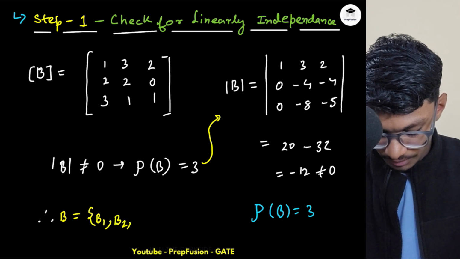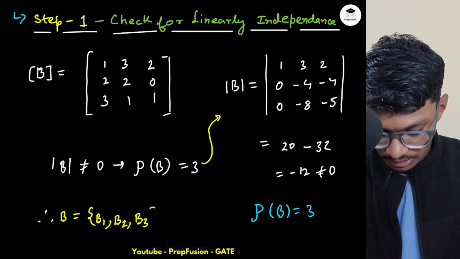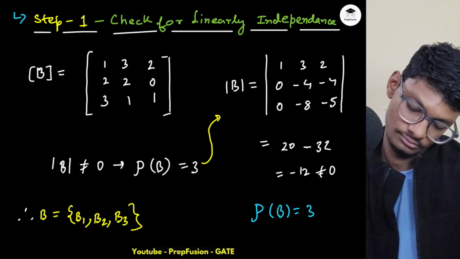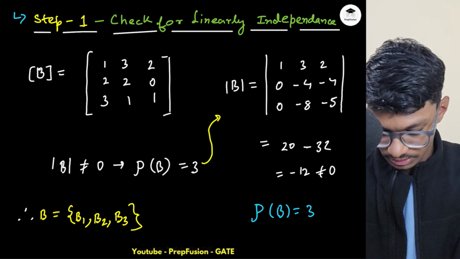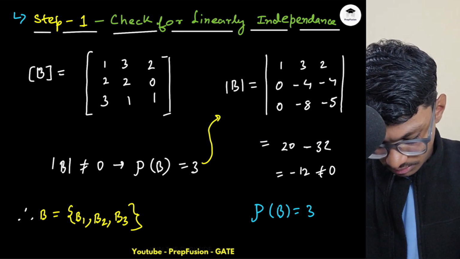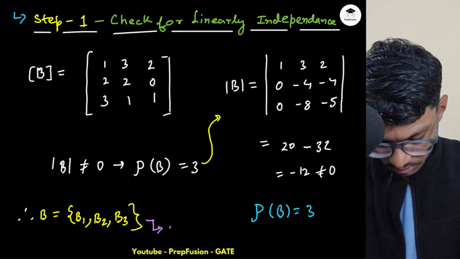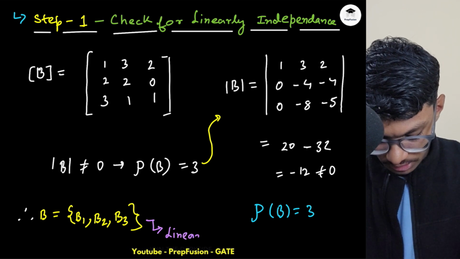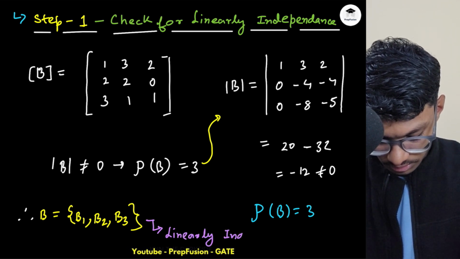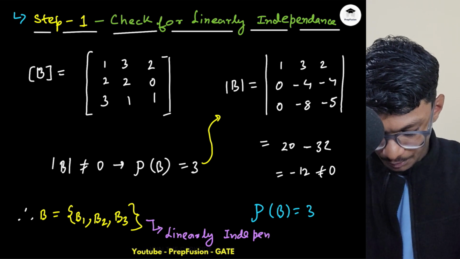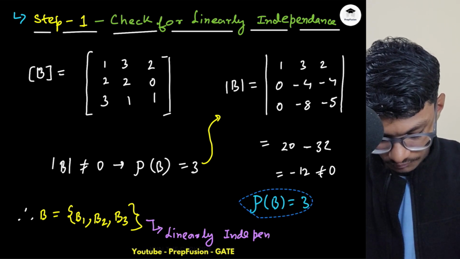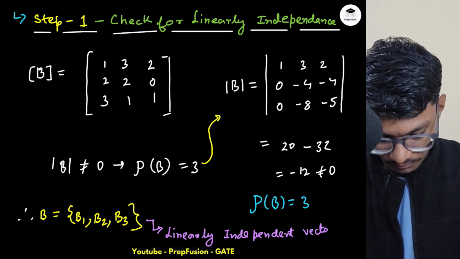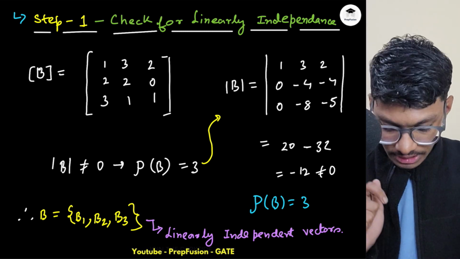B1, B2, B3 are basically linearly independent vectors. Okay, so yes, these are linearly independent vectors.